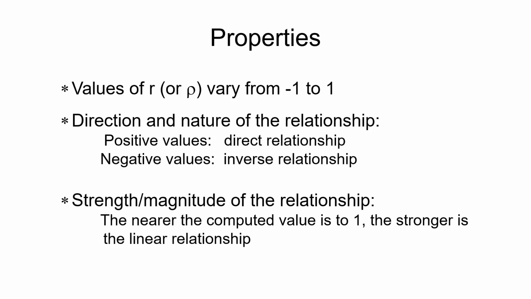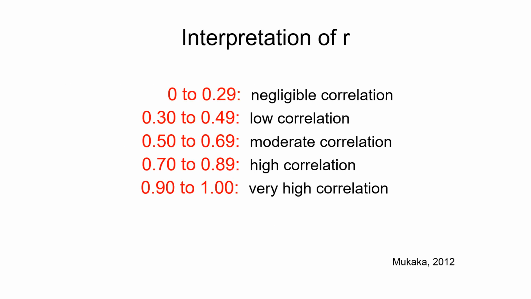With reference to direction, positive values imply a direct relationship, meaning high values of y are correlated with high values of x, and vice versa. Negative values imply an inverse relationship, which means that high values of y are correlated with low values of x. And lastly, magnitude. That is, the nearer the value is to 1, the stronger is the correlation, as seen in this slide.